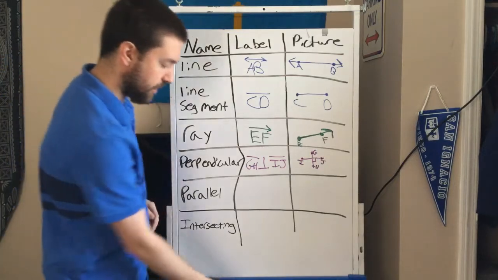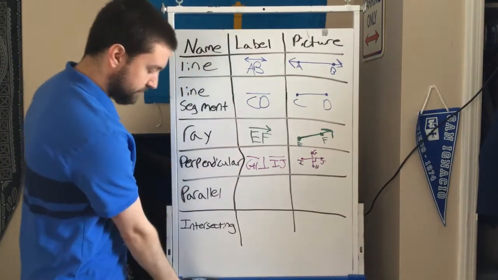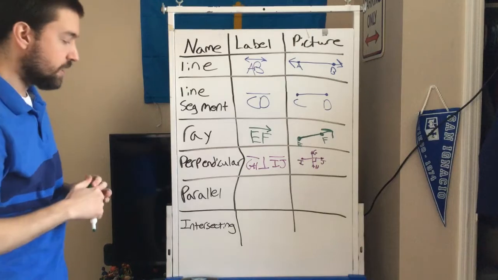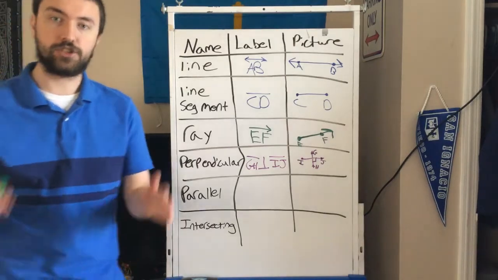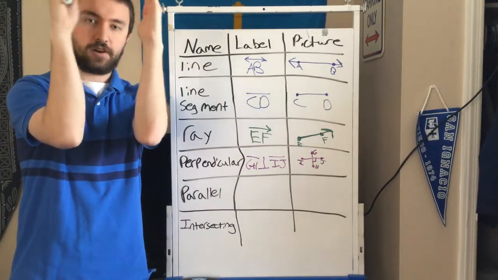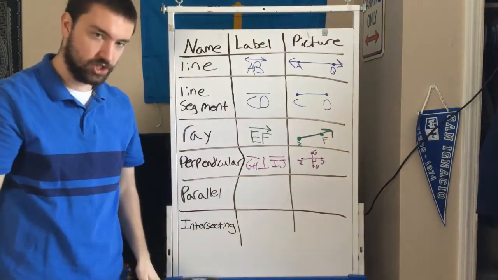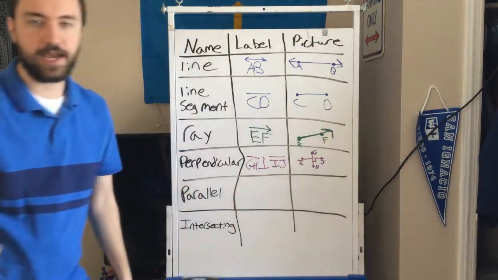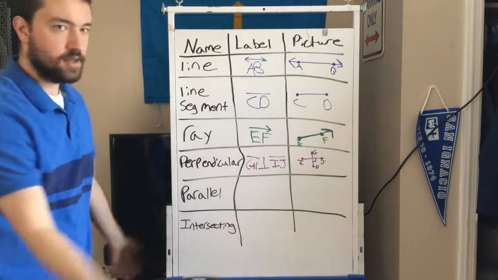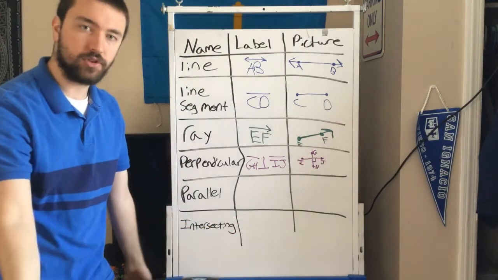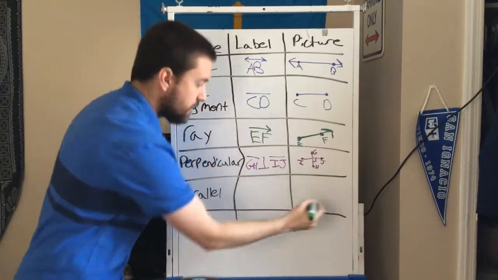Now, parallel lines are a little different. Actually, they're a lot different. Parallel lines are two lines that will never, ever touch. Now, because I'm freehanding, this isn't going to be perfect. I left all my rulers and protractors in the classroom.